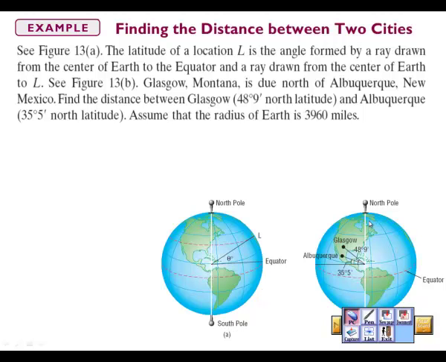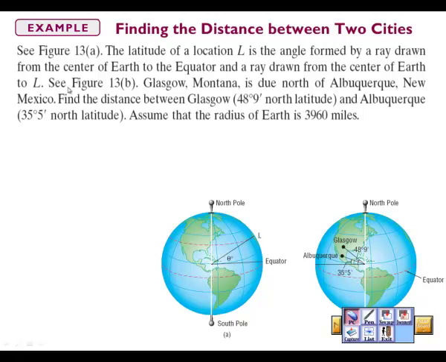Okay, finding the distance between two cities. Here we have the latitude of a location, L: the angle formed by a ray drawn from the center of the Earth to the equator. So this is inside the Earth, in the Earth's core, and it's going straight out to the equator. Here's the Earth's equator, and so we have that ray drawn, and then we have another ray drawn from the Earth's center to some latitude L.